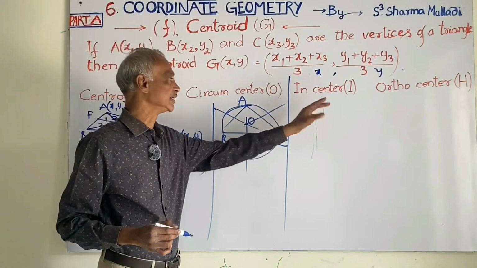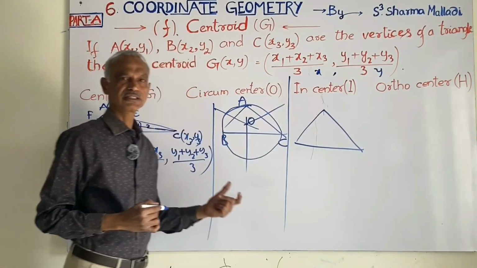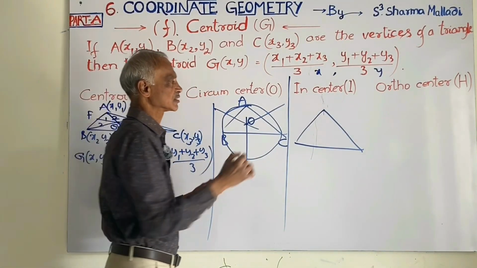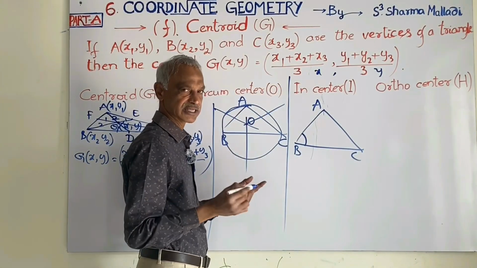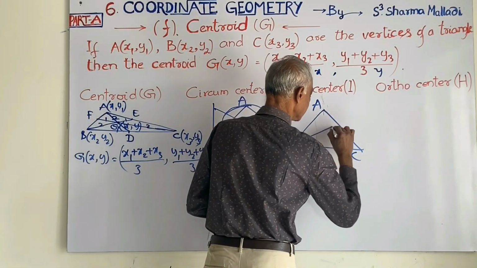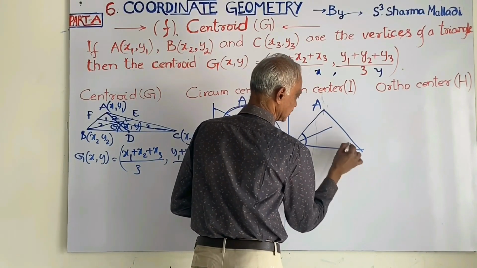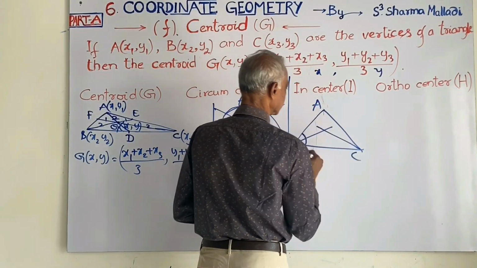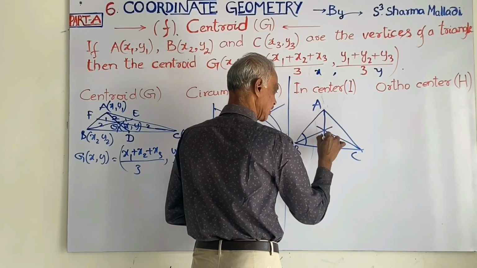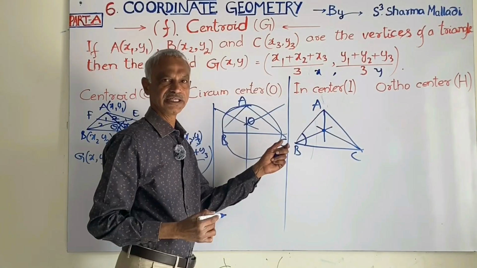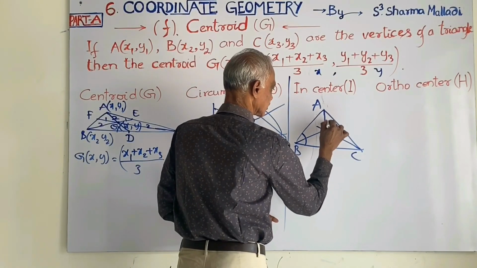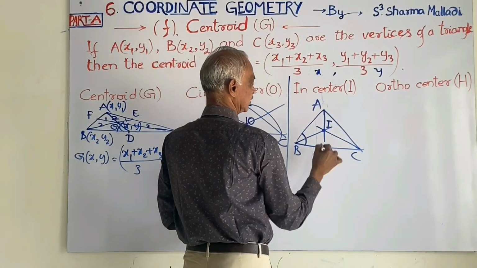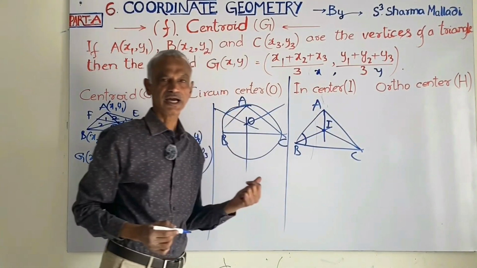Next, incenter. It is represented by I. Incenter is the intersecting point of the angular bisectors of a triangle. In triangle A, B, C, this is an angular bisector, this is another angular bisector, and this is another. The intersecting point of these angular bisectors is called incenter. It is represented by I.